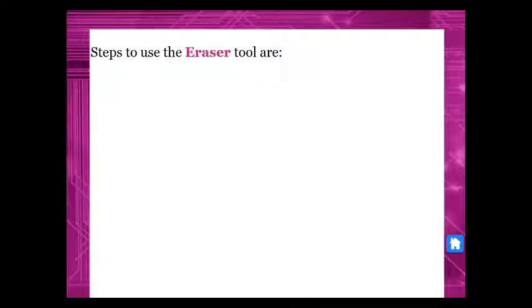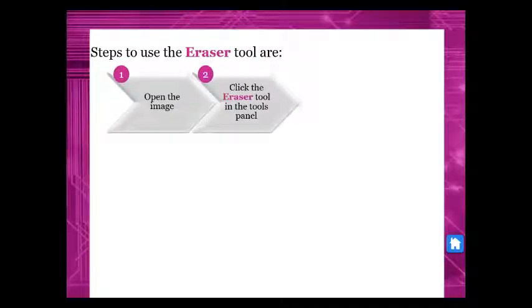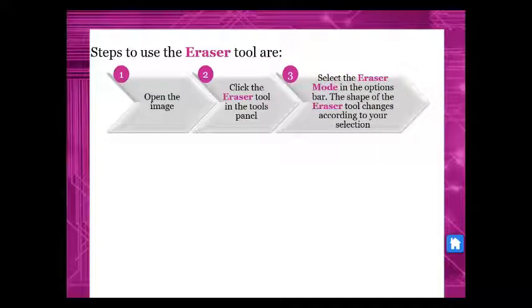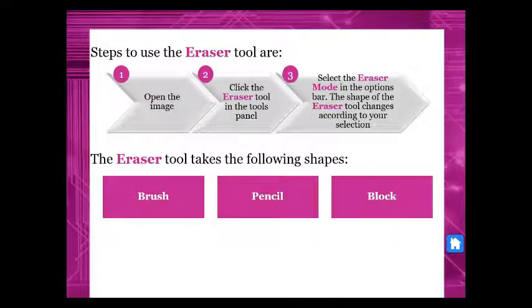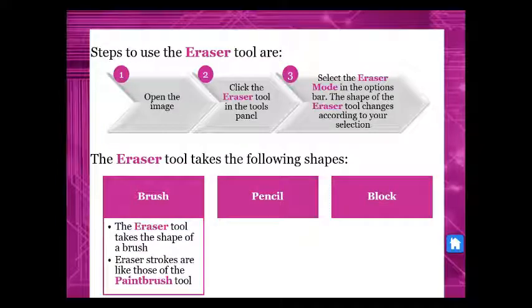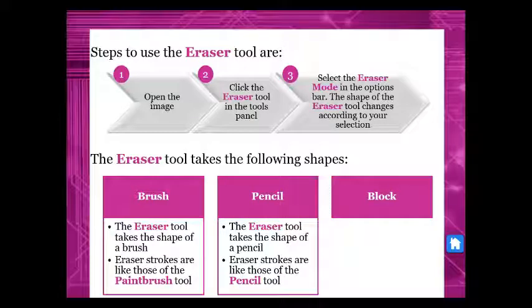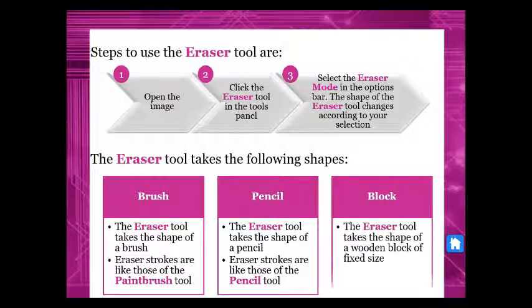Steps to use the eraser tool are: open the image, click the eraser tool in the tool panel, select the eraser mode in the options bar. The shape of the eraser tool changes according to your selection. The eraser tool takes the following shapes: brush, pencil and block. Brush: the eraser strokes are like those of the paintbrush tool. Pencil: the eraser strokes are like those of the pencil tool. Block: the eraser tool takes the shape of a wooden block of fixed size.